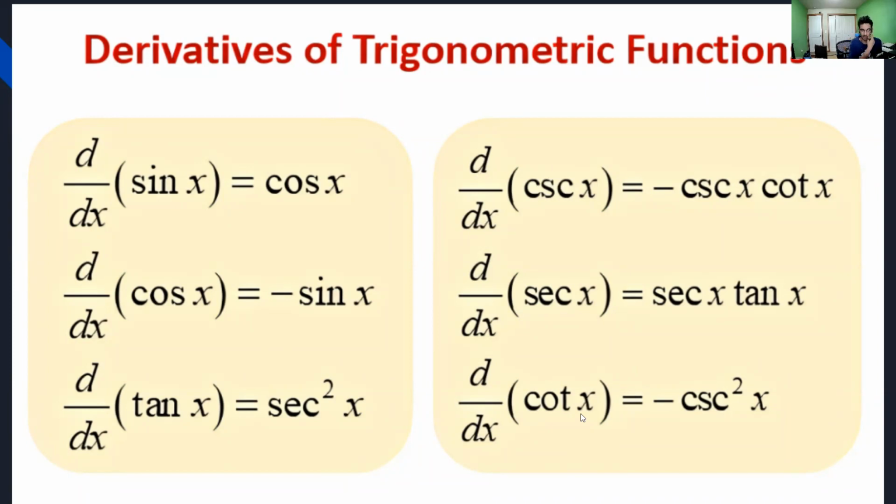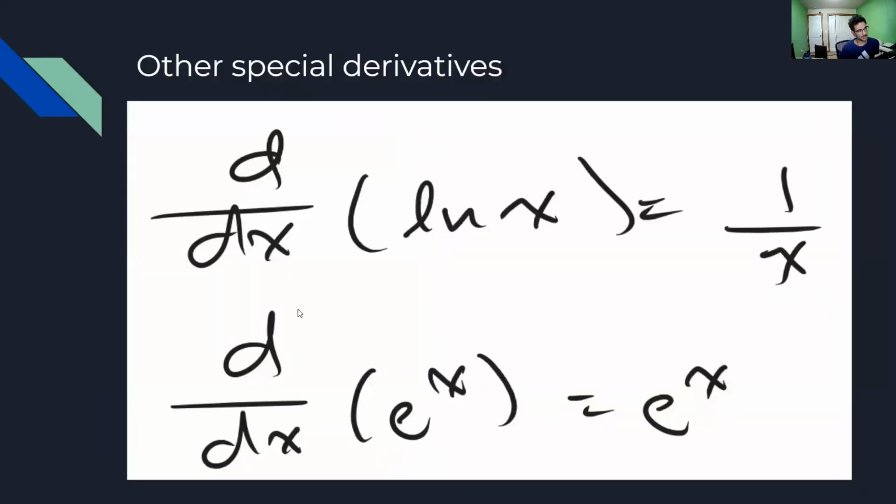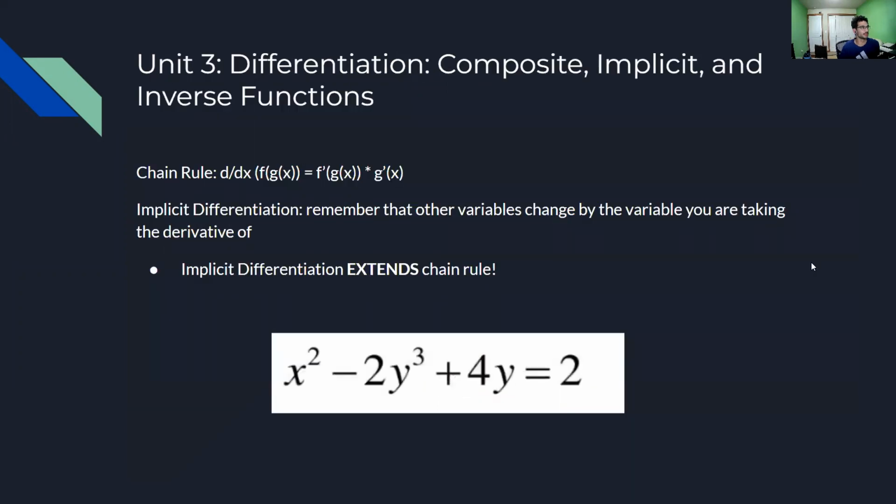I think it will be very beneficial, especially if you're given secant and asked to find the derivative, then it will be very useful to know that there. Other special derivatives to know: the derivative of the natural log is 1 over x, and the derivative of e to the x is e to the x. It's a very special function, one of my favorite functions. But yeah, those are very important ones to know for the AP exam.